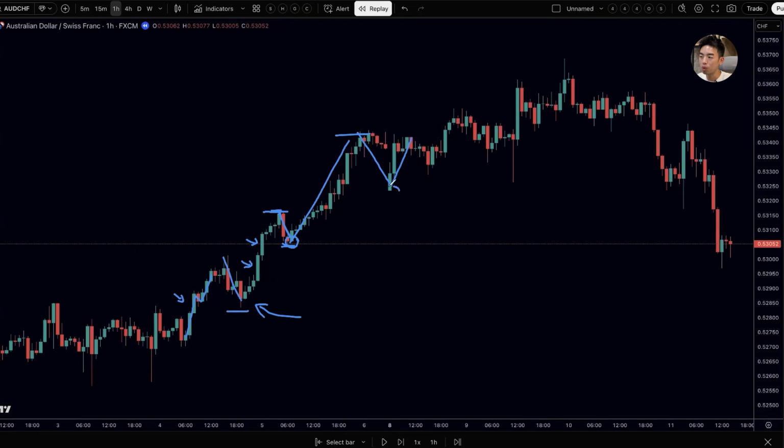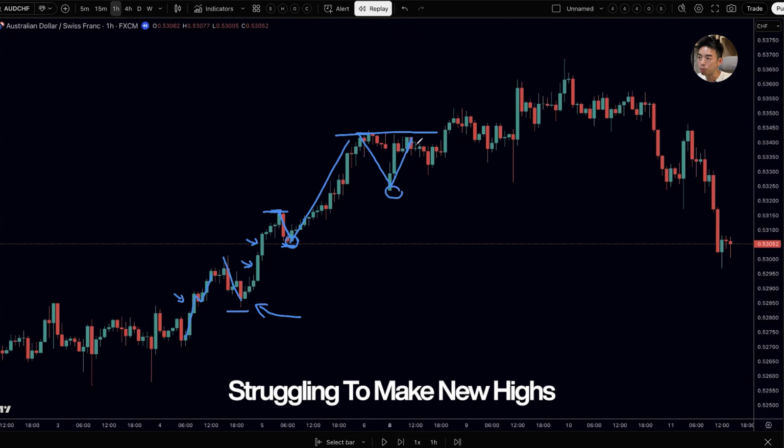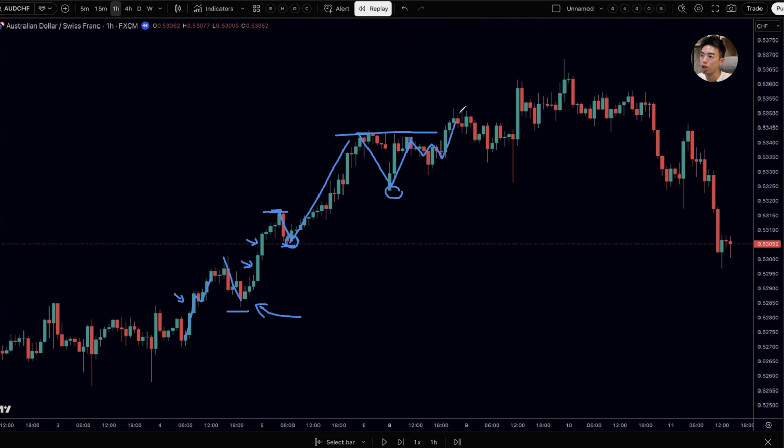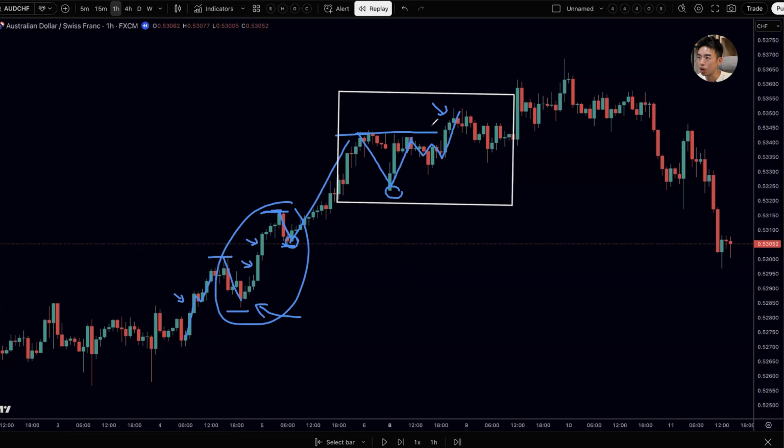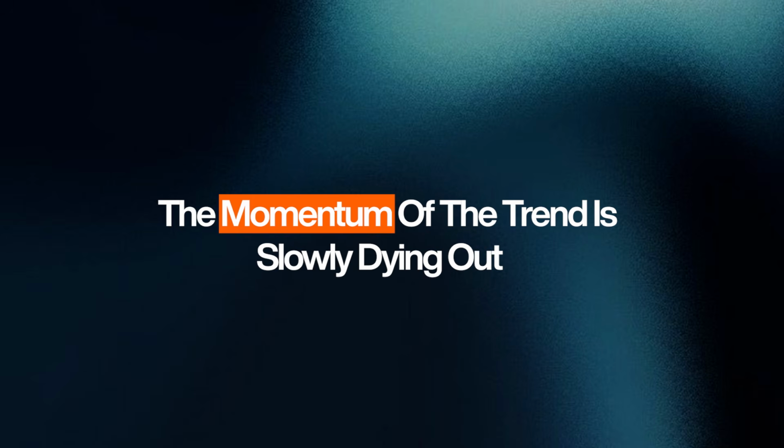Now this time, when we get a pullback, price is having trouble, struggling to make new highs. Instead, it tested a little bit and then started to push up higher. Now at this stage right here, things are starting to look concerning, because it's not like how things were looking before. Things were looking very strong and healthy, with buyers pushing up very, very far from the previous swing high and the pullback very shallow. In this example right here, we're just barely making higher highs, and look at how deep the pullback is coming in. There's a really huge and deep pullback, and that right there is your first sign telling you the momentum of your trend is slowly dying out.